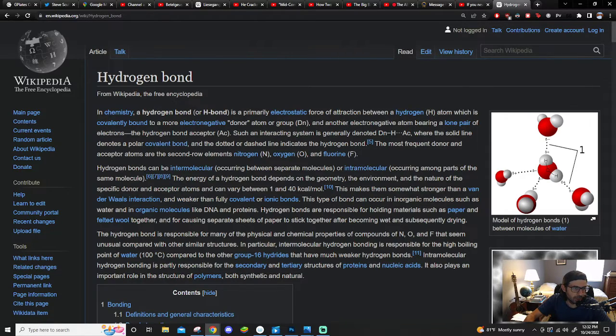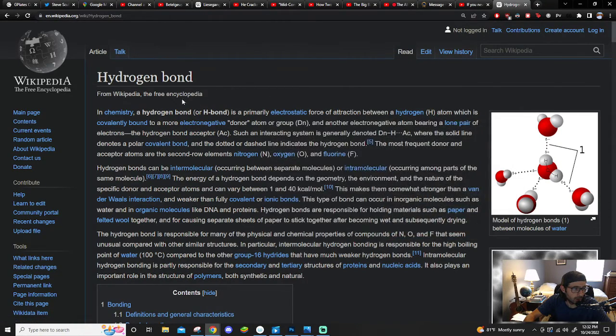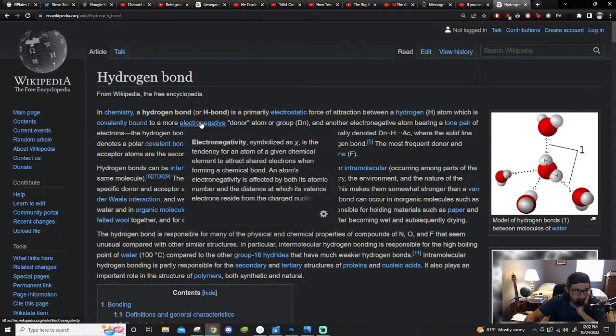Hydrogen bond is primarily electrostatic force of attraction, which is covalently bound to a more electronegative donor. Electronegativity is the tendency for an atom of a given chemical element to attract shared electrons when forming a chemical bond.